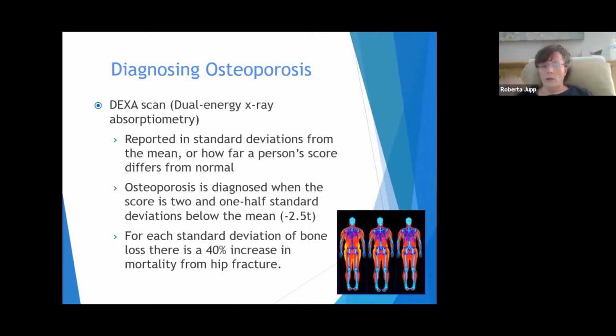And so it can go up or it can go down. And for every standard deviation, there's a 40% increase in mortality from hip fracture. So -1 is 40%, and a -2 increases even more. So that's why they use DEXA scans a lot of times to see where somebody is, especially women around menopause.